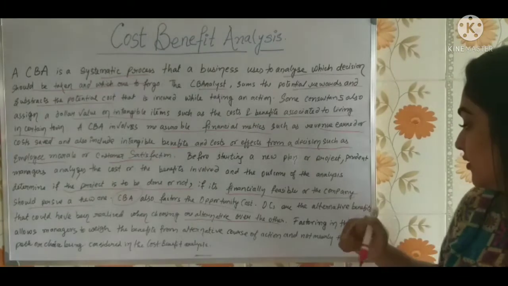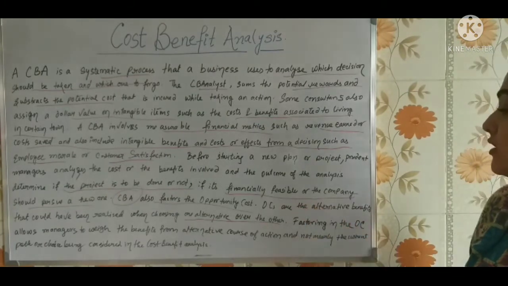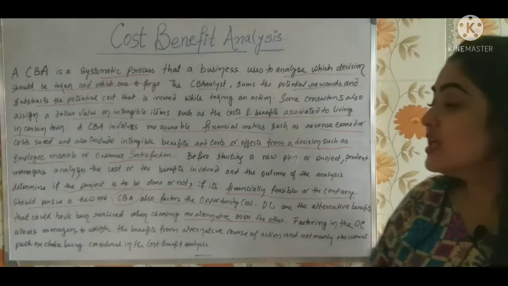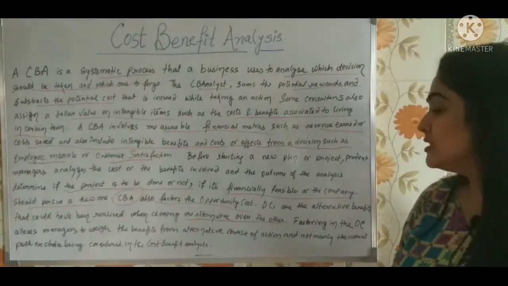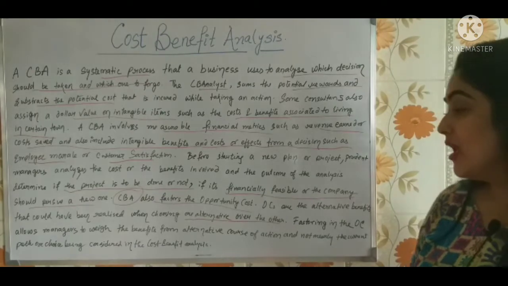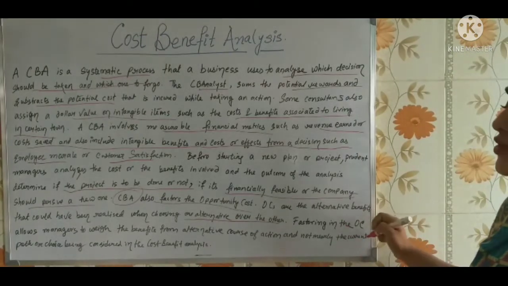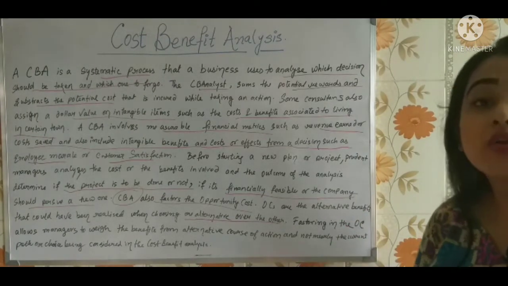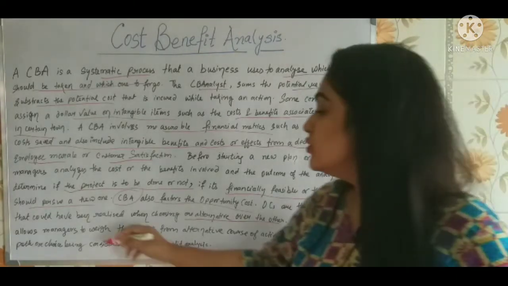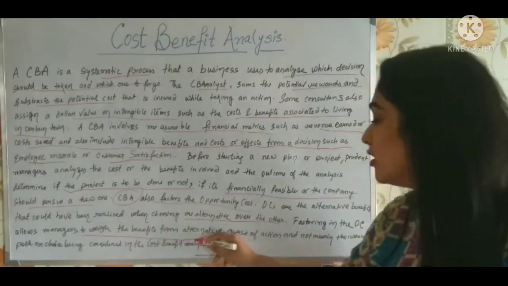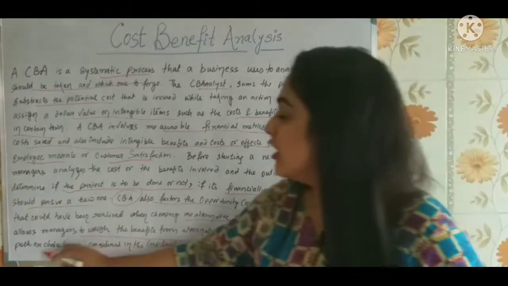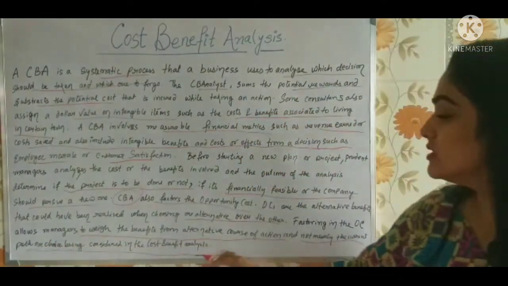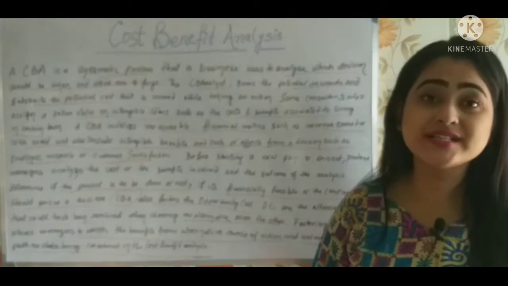And you see, the opportunity costs are the alternative benefits that could have been realized when choosing one alternative over the other. Factoring in the opportunity cost will do what? It will allow the managers to weigh the benefit from alternative courses of action and not merely the current path or choice being considered in the cost benefit analysis.